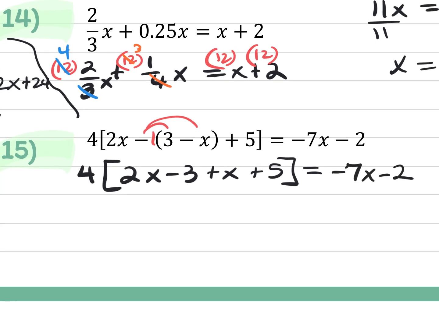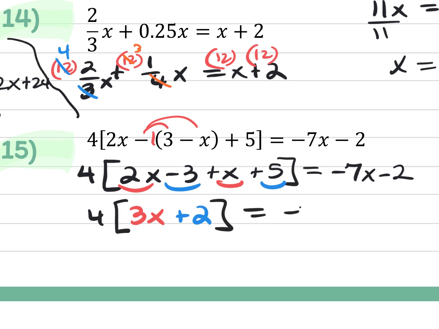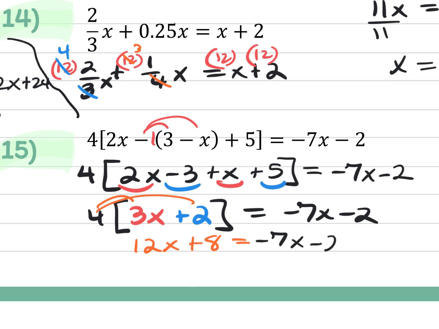And now I'm going to combine my like terms within that bracket. So the 2x and the x become a 3x. And then the negative 3 and the 5 become a positive 2. Still have the 4, and still have the negative 7x minus 2. I now need to multiply or distribute the 4 to the 3x and to the 2. This is where it's going to be very important that you're writing nice and neat and not taking any shortcuts. Otherwise, you may forget some steps.